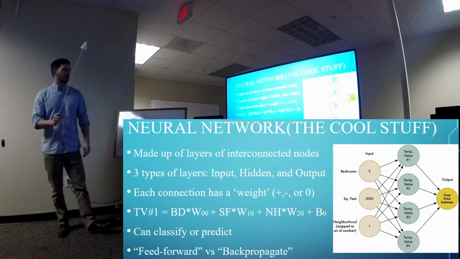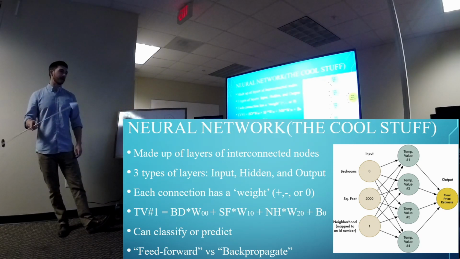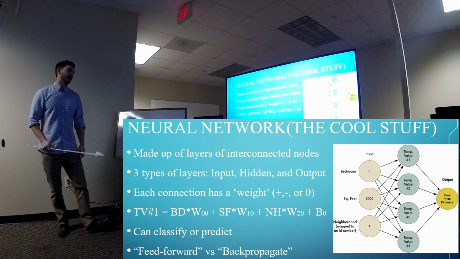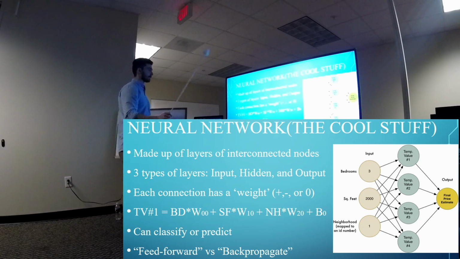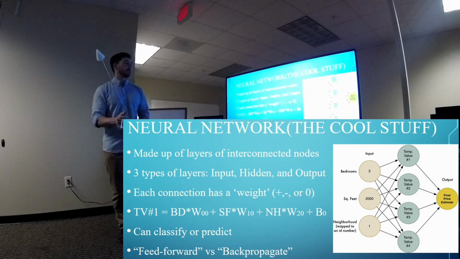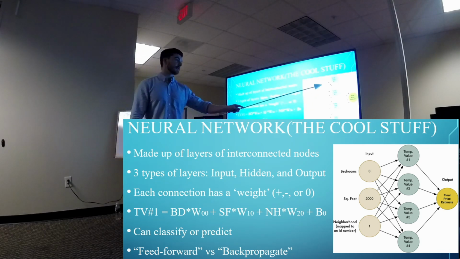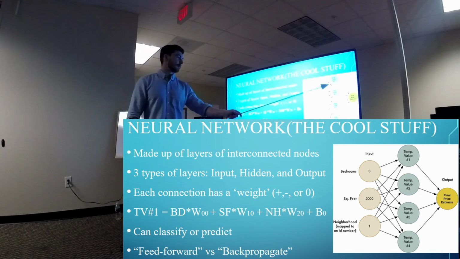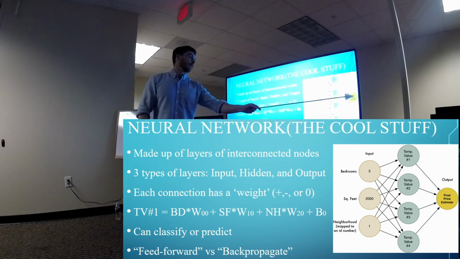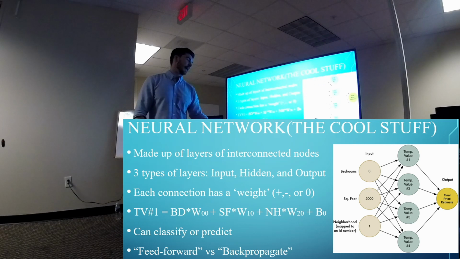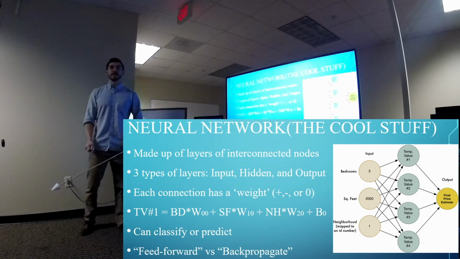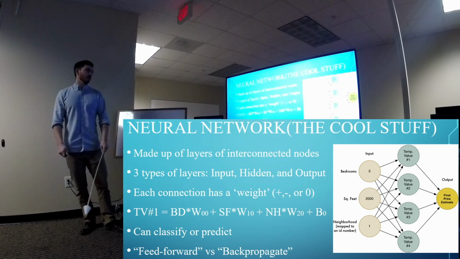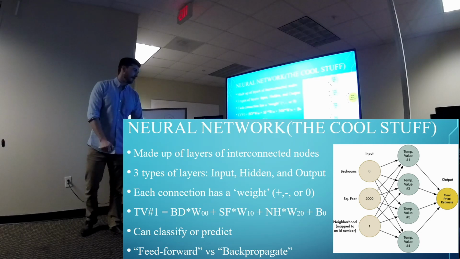Now, neural networks can classify or predict based on how you set them up. And there's feed forward versus back propagating. All I mean when I say feed forward is just feeding data through this model. So you evaluate what your temp 1 is going to be, your temp 2, your temp 3, and then you evaluate what your final price is going to be based on those values. It's fairly simple. You just feed it through a fairly linear equation at this point.